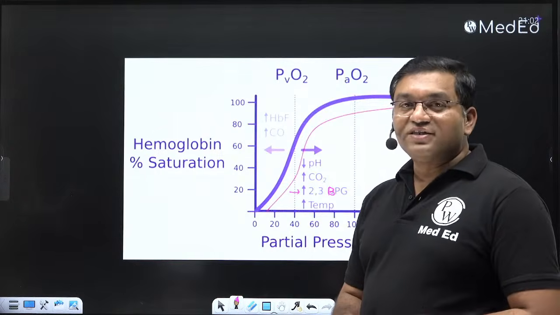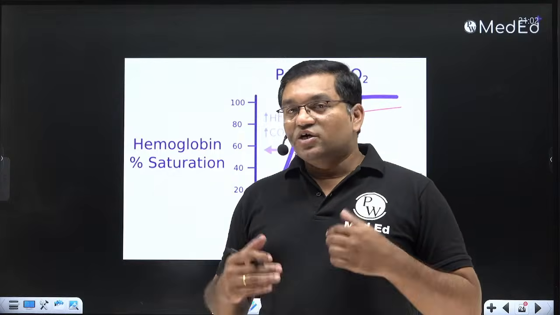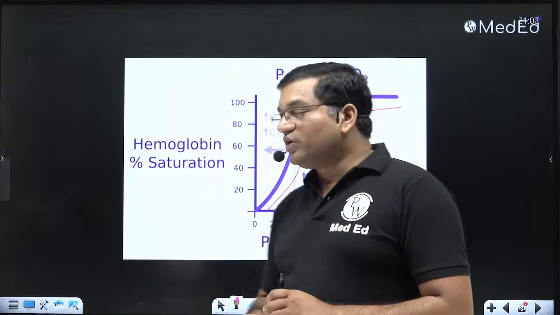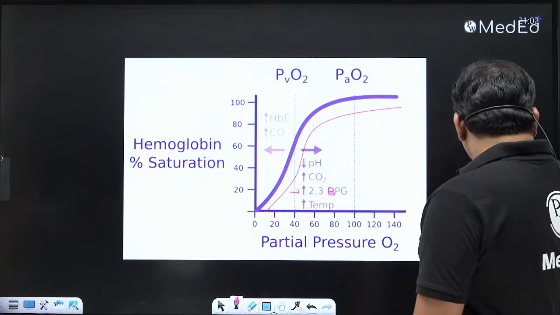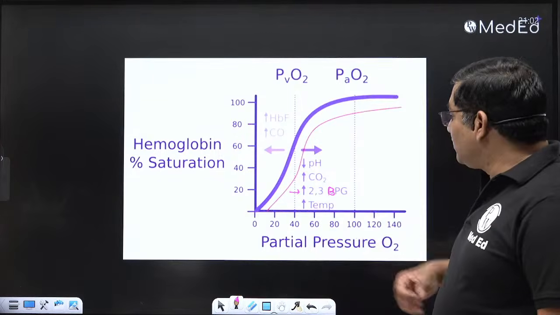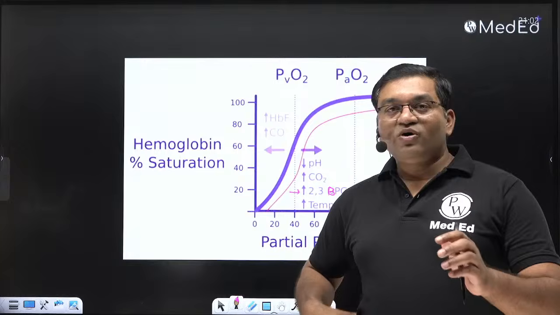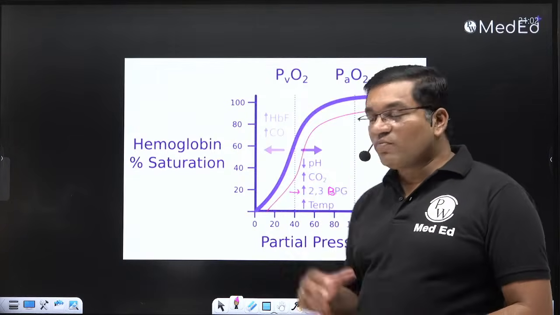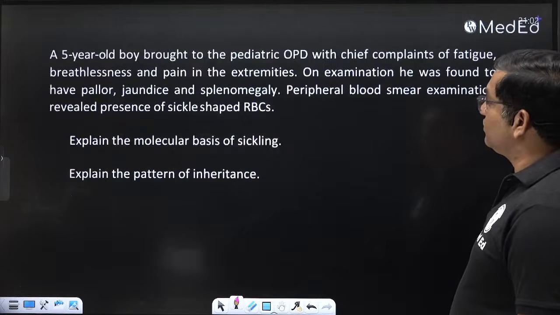This is important in high altitude hypoxia and chronic obstructive pulmonary disease. It is not present in fetal hemoglobin. It is present in adult hemoglobin. So this is important in the transport of oxygen from mother to the fetus.